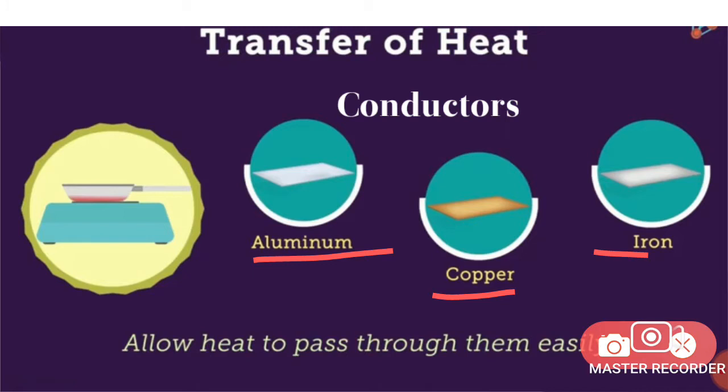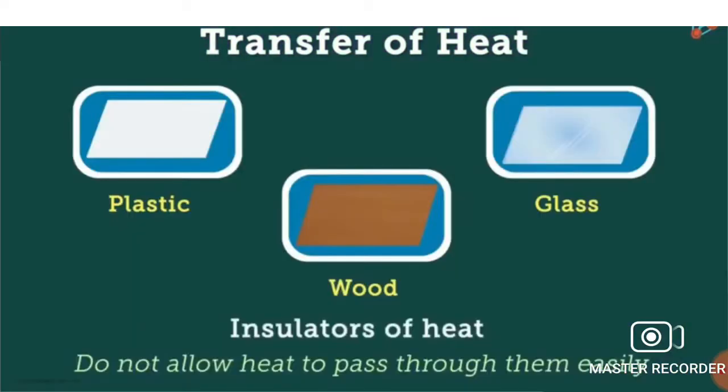But some solids do not allow heat energy to pass through them. For example, plastic, wood, glass. These are also solids, but they do not allow heat energy to pass through them. And these are what we call insulators. It means they do not allow heat to pass through them easily. Such solids are what we call insulators.